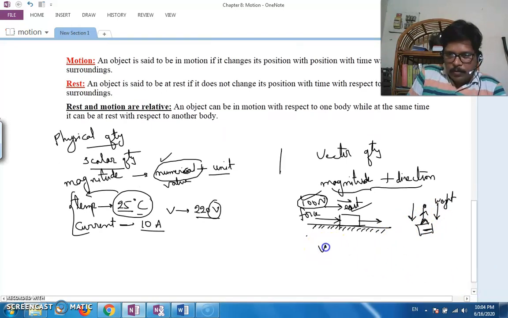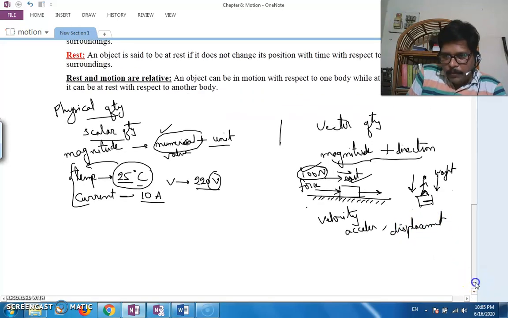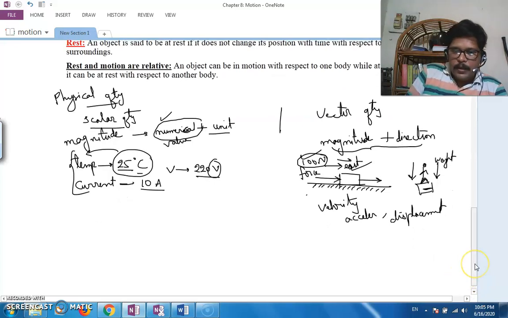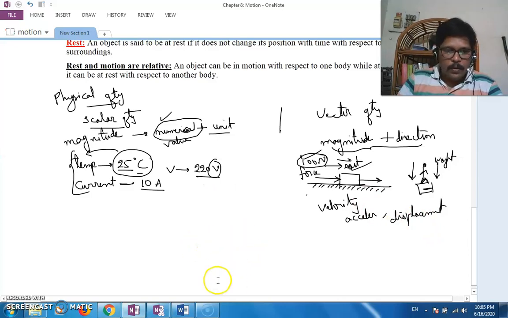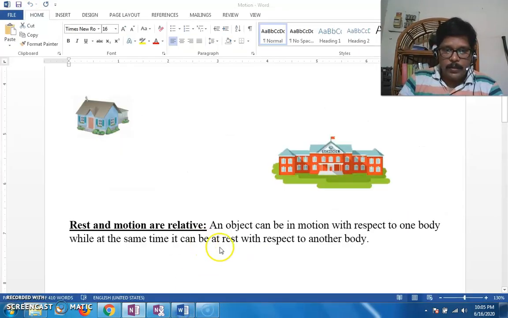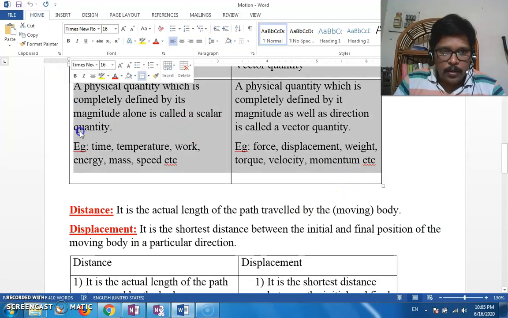Then we have another quantity, velocity, that is speed along with direction. Acceleration, then you have displacement. As we go through this lesson and cover some topics in physics, you will understand scalar and vector quantities and know the definitions of velocity and acceleration in an easy manner. Let me put these differences in front of you and quickly read out the scalar and vector quantities.